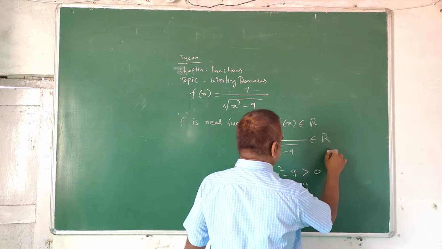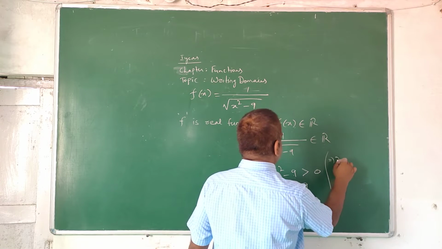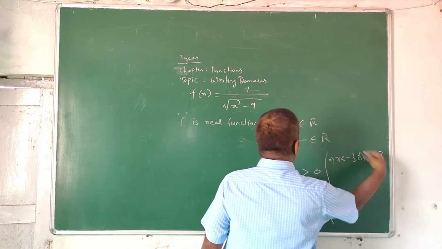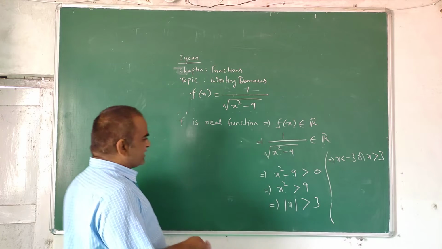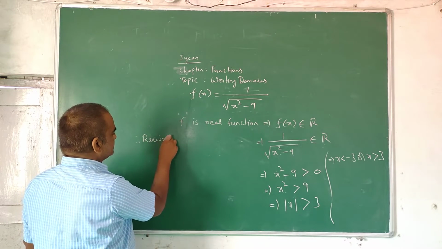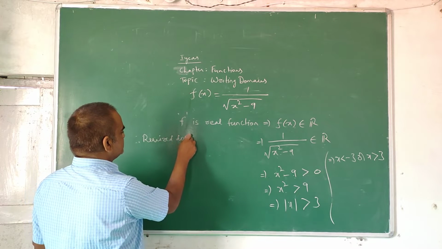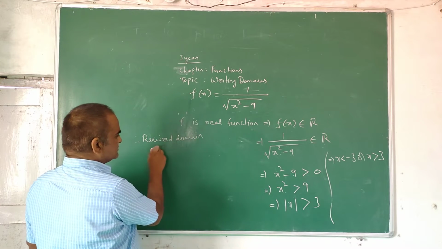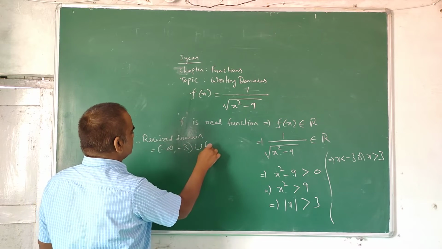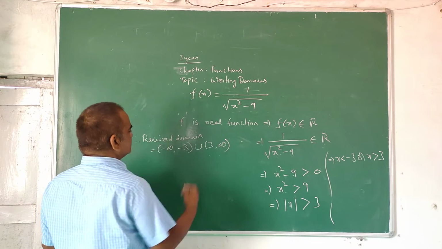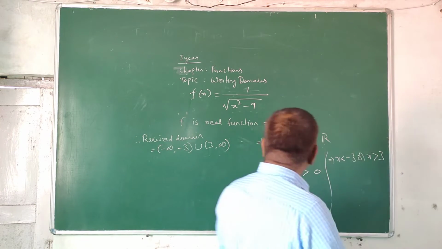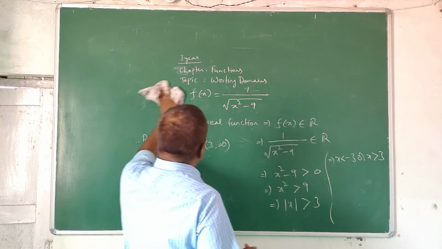This implies x is less than minus 3 or x is greater than 3. So therefore required domain is equal to minus infinity to minus 3 union 3 to infinity. Understood? Coming to next question.